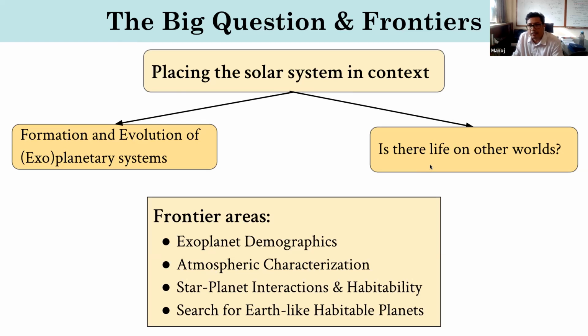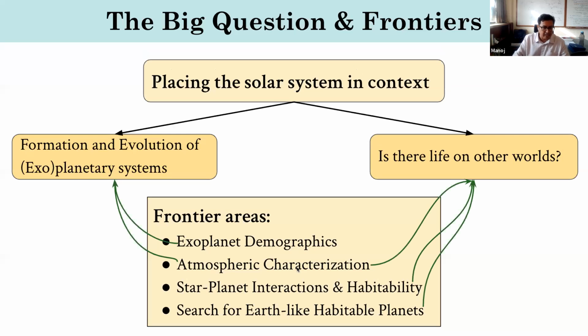Of course, there is the question of life on other worlds, the formation of Earth-like planets, and how they come to sustain life. And with this overriding objective, the frontier areas in exoplanetary science are, if one were to reduce, I don't want to claim that these four are the primary ones, but just to highlight: exoplanet demographics and atmospheric characterization, star-planet interaction, habitability, and search for habitable planets. And they kind of inform on some of these issues.